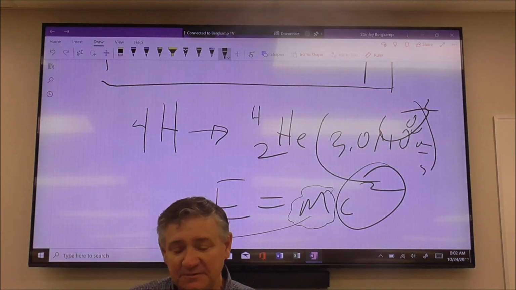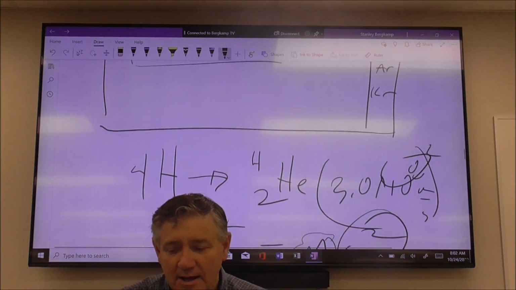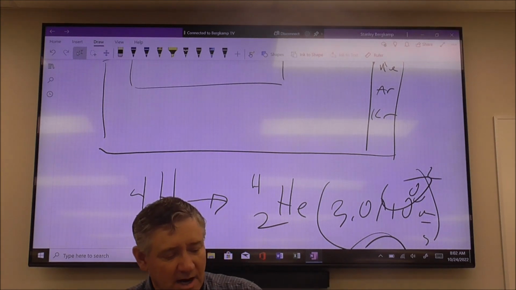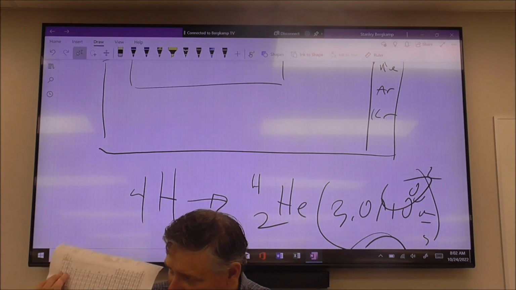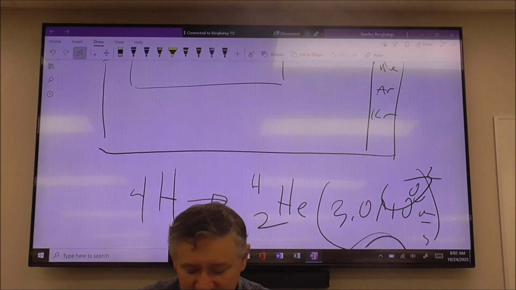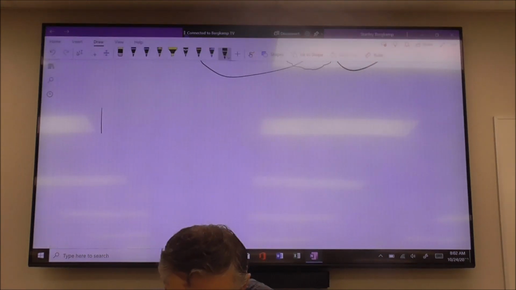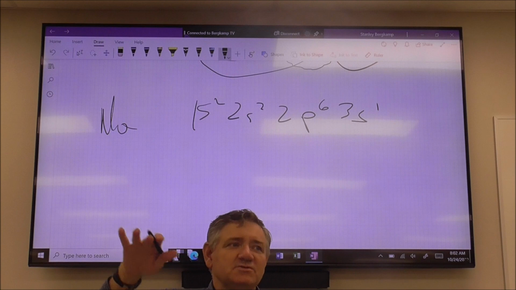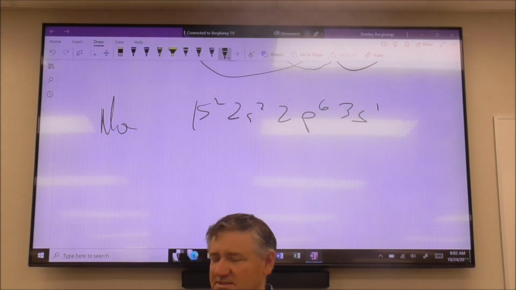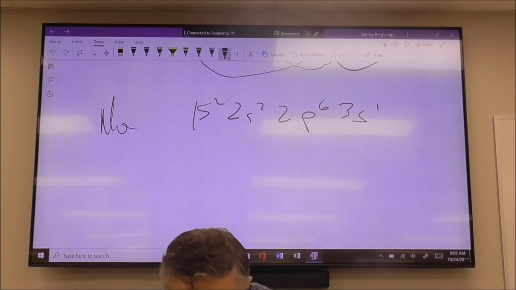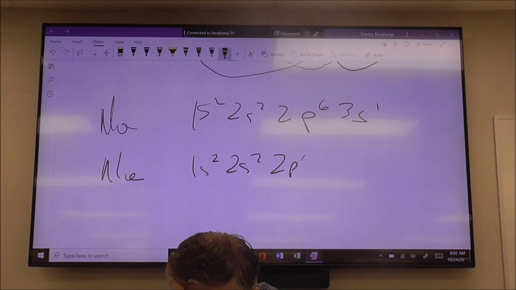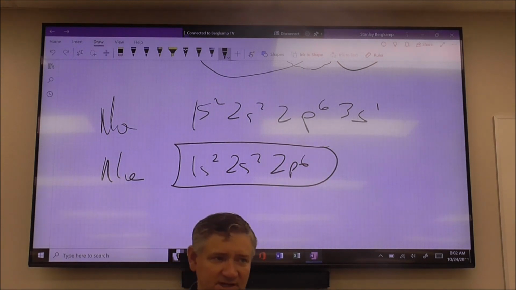But here's the whole point of this story: elements want to be like the noble gases. So let's say, for example, I asked you to write the electron configuration for sodium, okay? Here's the old way of doing this: 1s2, 2s2, 2p6, 3s1. That's the old school way of doing this, and it's a long, arduous process. Here's the shortcut. If you look at the electron configuration of neon, which is 1s2, 2s2, 2p6, that's the electron configuration of neon.